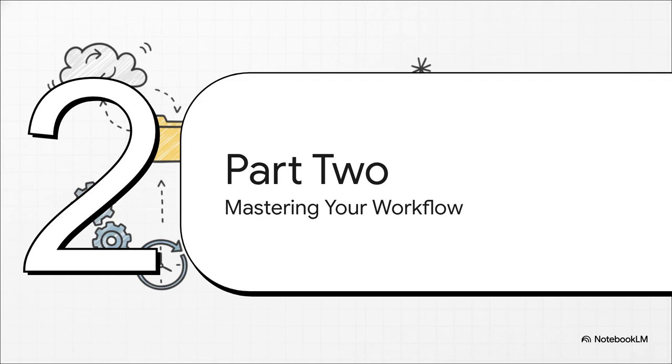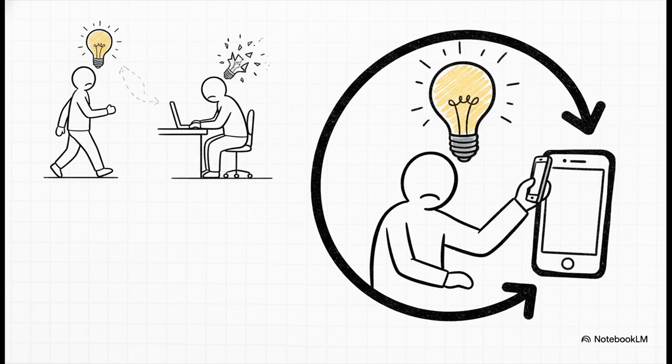Let's move on to part 2, mastering your workflow. Now that you have a central hub, we need to make sure information can flow into it effortlessly. First up is the frictionless capture loop. I mean, think about it. How many brilliant ideas have you had in the car or out on a walk that just vanished by the time you got back to your desk? This loop is designed to solve that exact problem.